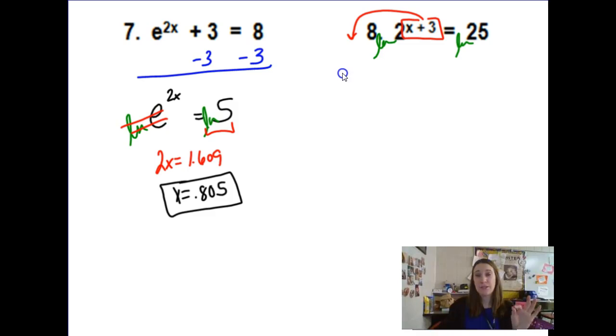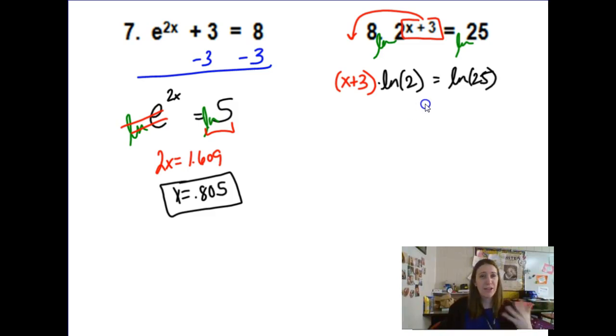This x plus 3 comes down in front because it's a quantity of more than one term. I'm going to use parentheses. It is still being multiplied by whatever the natural log of 2 is, some funky number. And then it equals the natural log of 25, which again is some funky number. So if I think, okay, algebra, what would I do next? Solve for x. Some kids think to distribute the natural log of 2. At some point you're going to have to divide it out. So let's just get rid of it now. Let's divide by the natural log of 2.